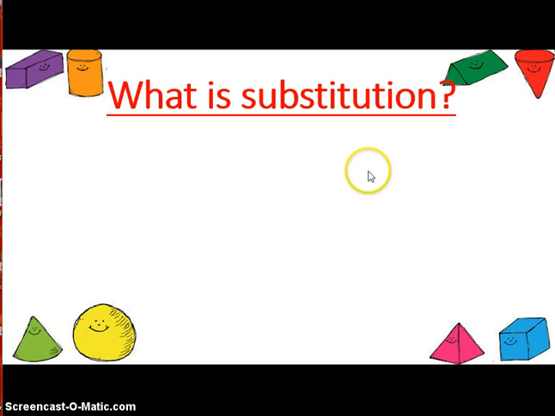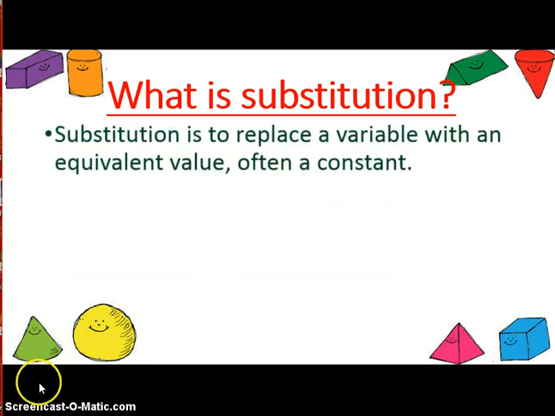So to begin, let's get a definition of what substitution is. Substitution is to replace a variable with an equivalent value, often a constant. If you think about substitution in relation to basketball, that's to exchange one player for the other. Substitution in math is similar. You're going to replace the variable with a constant. Notice, if you replace variables with constants, you're also going to be changing from an algebraic to a numeric expression.